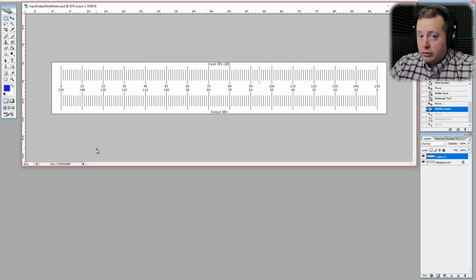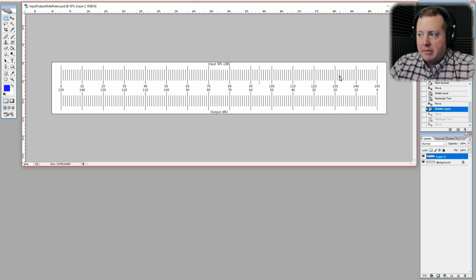To help you visualize the calculations before we just pull out a calculator and go for it, I've created 2 rulers here in Photoshop. The first one is sound pressure levels in decibels, starting at 0 dB and going all the way up to 150 dB with 94 decibels in red. The other one is the output voltage, which is EIN basically, 150 going all the way up to 0. Now let's plug in some values here.